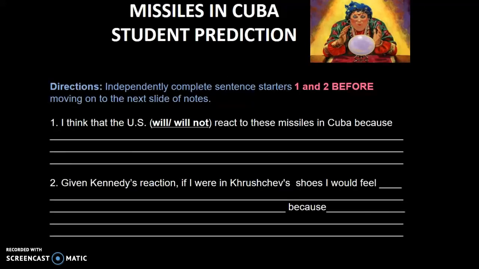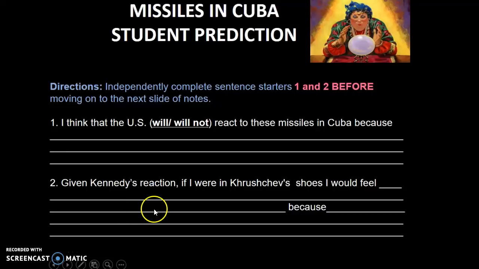Now that we've talked about these missiles in Cuba, let's see if you can make a couple of predictions, meaning a couple of guesses about what these missiles might lead to. Independently, you're going to complete sentence starters 1 and 2 before moving on to the next slide. Sentence starter 1 says, I think that the U.S. will or will not react to these missiles in Cuba because. Sentence starter 2 says, given Kennedy's reaction, if I were in Khrushchev's shoes, I would feel blank because.